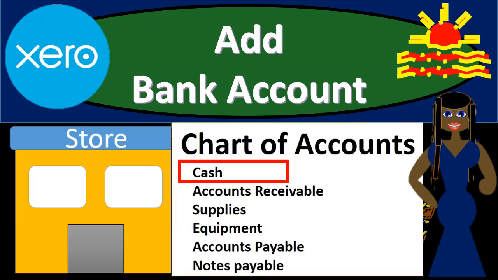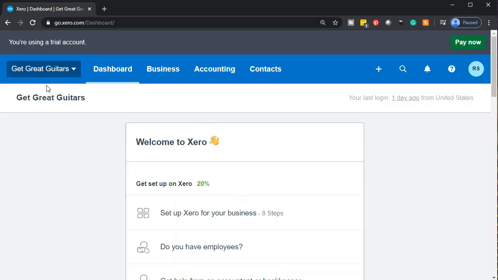In this presentation, we're going to add a bank account or checking account into our accounting system and the related beginning balance for it. Let's zoom into it with Xero. Here we are in our Get Great Guitars dashboard. We're going to be entering our bank accounts. Let's first take a look at our balance sheet.